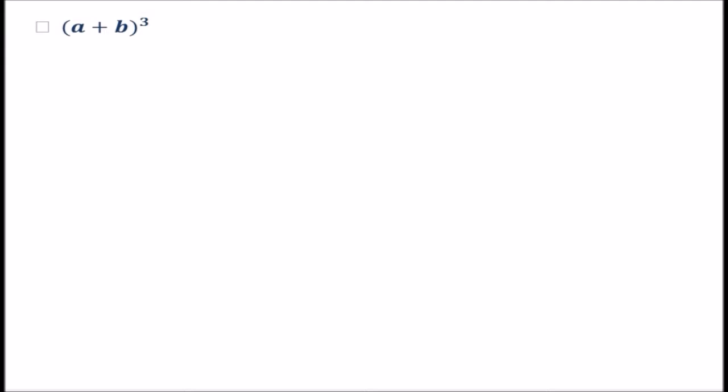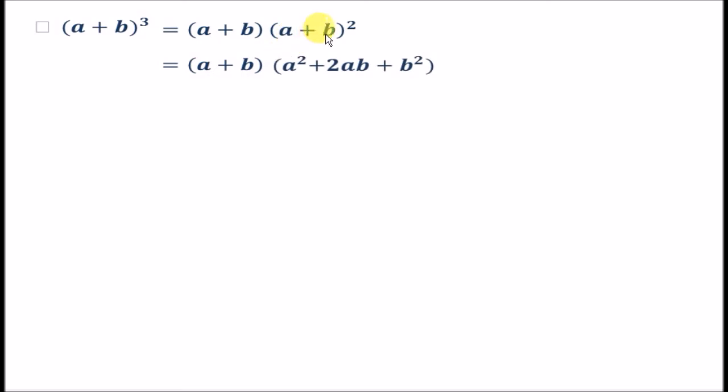Let us start with (a + b)³. (a + b)³ means a + b is getting multiplied 3 times. So we can express (a + b)³ as (a + b) into (a + b)². Remember, in part 3 we have already done the identities (a + b)² and (a − b)². So now (a + b) into (a + b)², where (a + b)² is a² + 2ab + b².